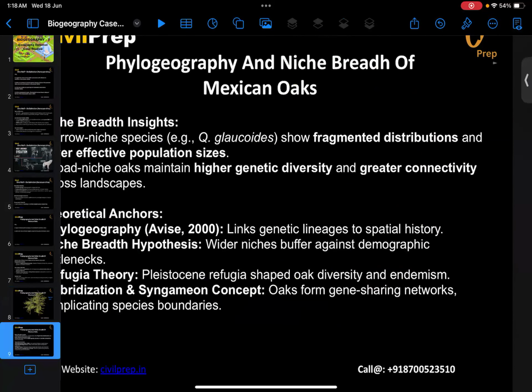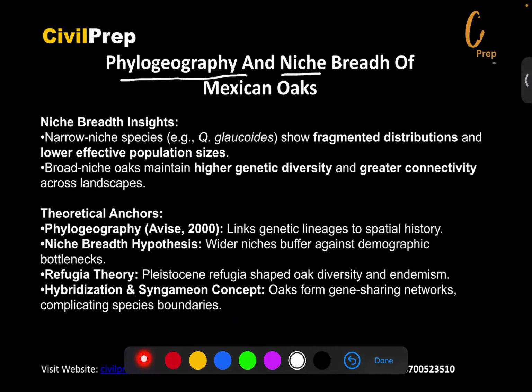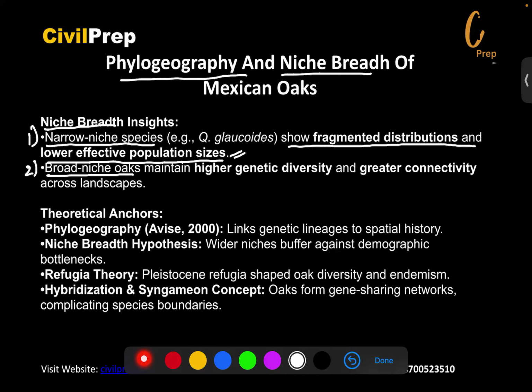Moving forward, here we see the phylogeography and the niche breadth of the Mexican oak. So here the niche breadth is giving us two insights. Number one, that is narrow niche species, and number two, that is broad niche oaks here. So narrow niche species, it says how fragmented distribution and lower effective population sizes are occurring here, while the broad niche oaks maintain higher genetic diversity and greater connectivity across the landscapes. So this is a basic difference between the narrow niche species and the broad niche species.